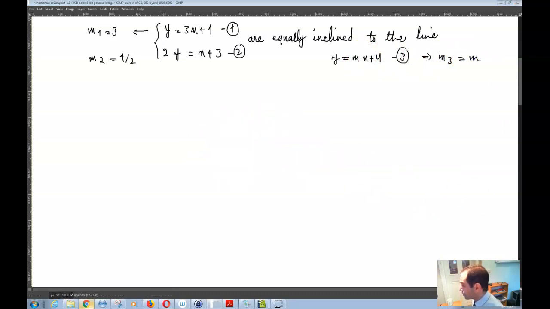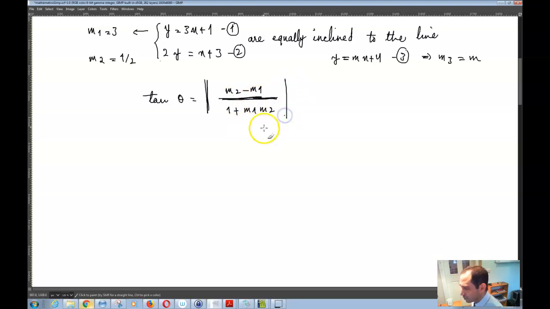So, we said that the angle between two intersecting lines, the tan of that angle, tan of theta, is equal to the absolute value of m2 minus m1 over 1 plus m1 m2. So if, for example, you want to find the inclination between line 1 and 3, you would write it as tan of theta is equal to m minus 3 over 1 plus 3m, the absolute value of that, of course.